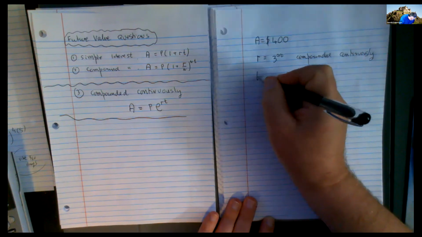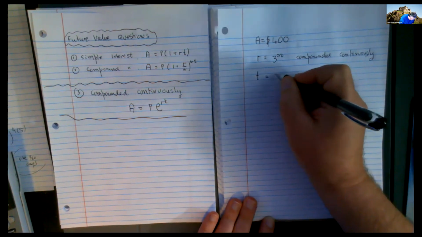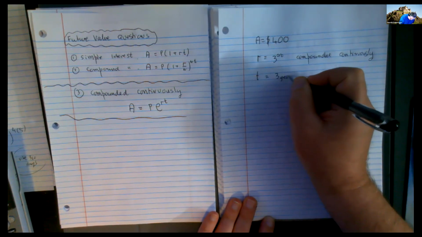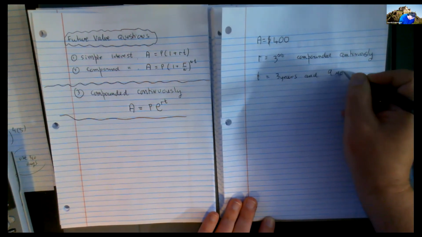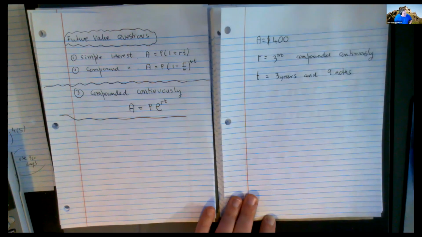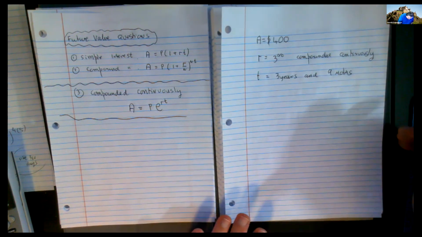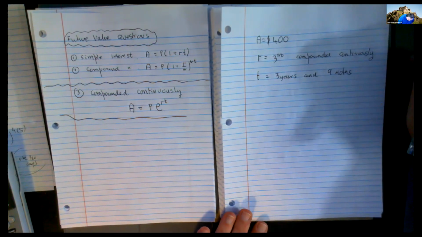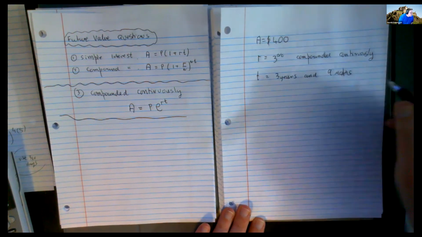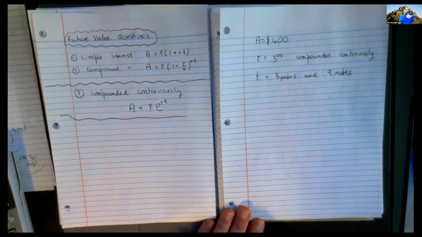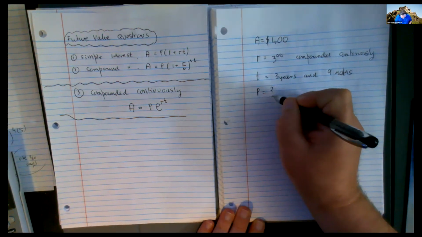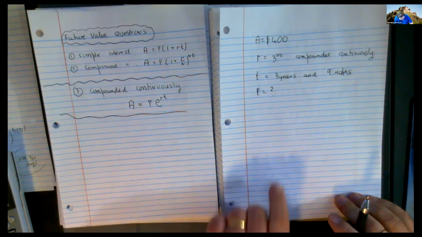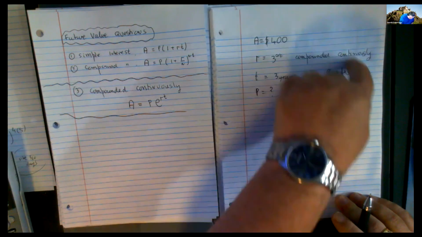And I'm going to do it for 3 years and 9 months. Who knows why? But for some reason, in 3 years and 9 months from now, I want $400. And we are going to figure out what money I need to put in the bank if I get this situation going.